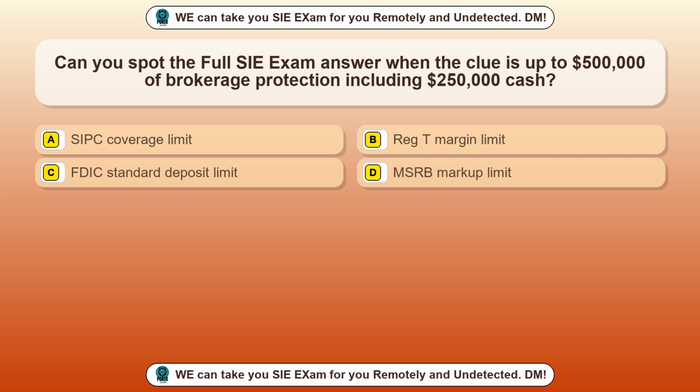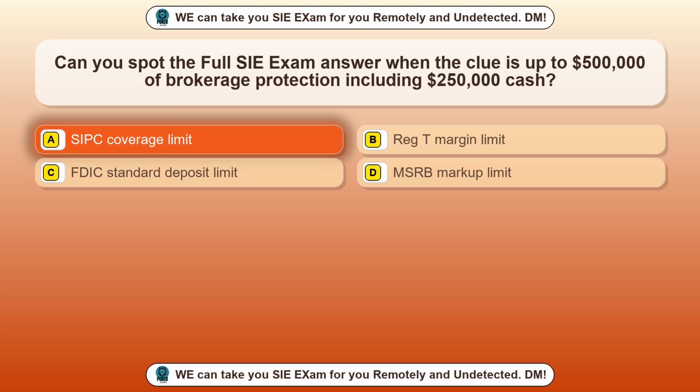Option A, SIPC coverage limit. Option B, Reg T margin limit. Option C, FDIC standard deposit limit. Option D, MSRB markup limit. The correct answer is option A, SIPC coverage limit.